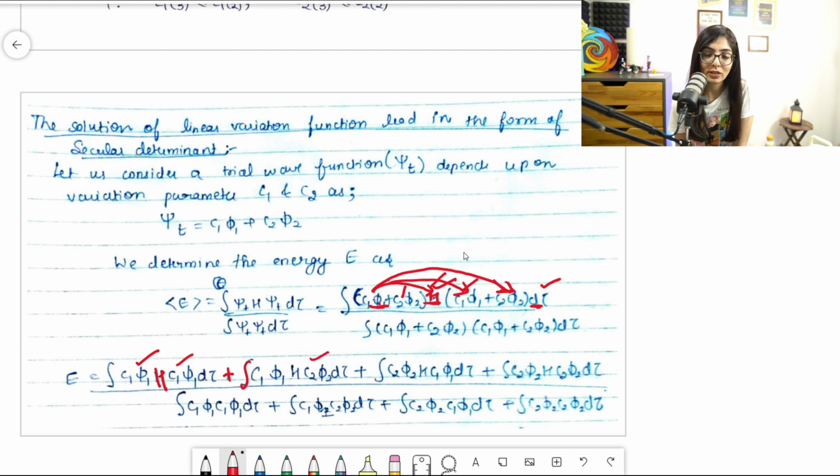Same with this. Now I'll go with this C2 psi2 with this. So this is C2 psi2, and then H will be coming over here, and this term C1 psi1 and d tau. Don't forget to take d tau. Plus, now I'll be taking this term with this one. So it would be C2 psi2 and H, and then C2 psi2 d tau. Clear? So this is the basic thing.